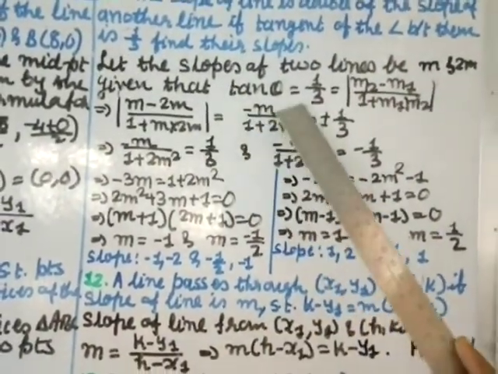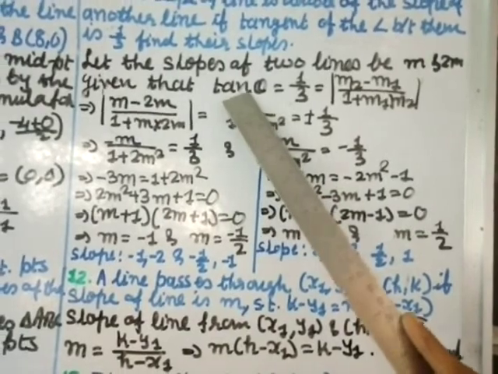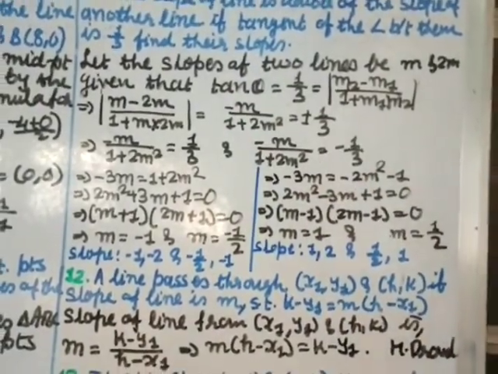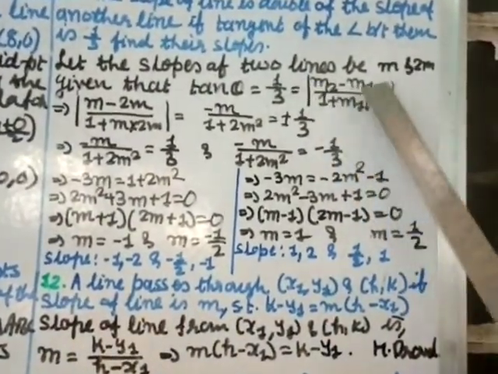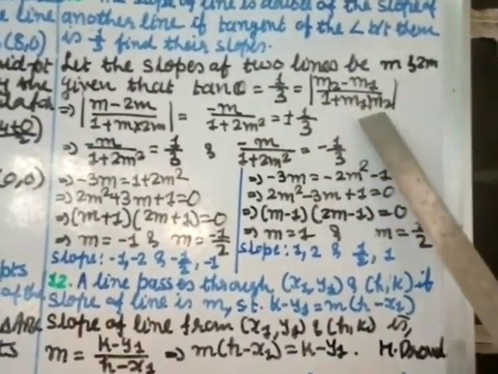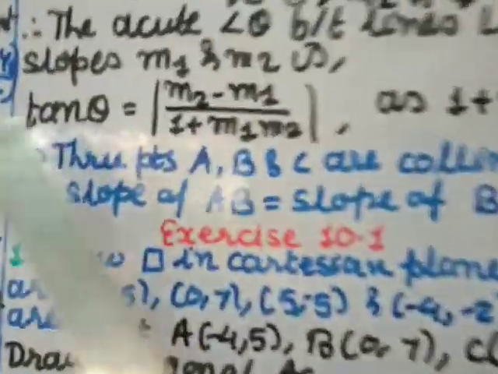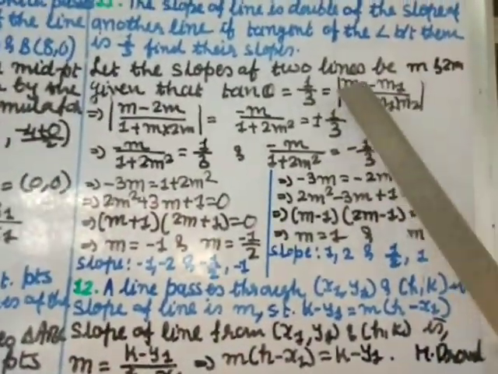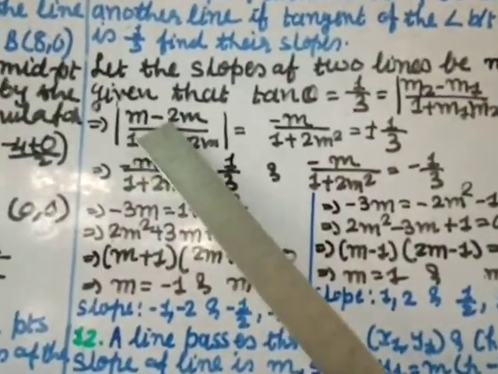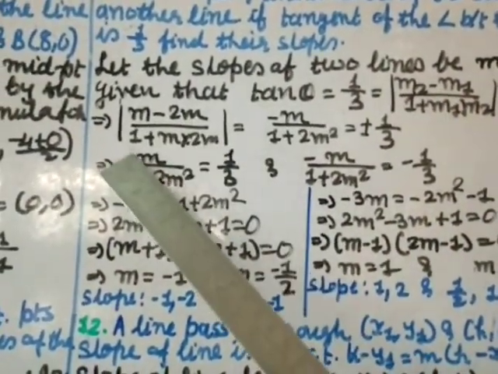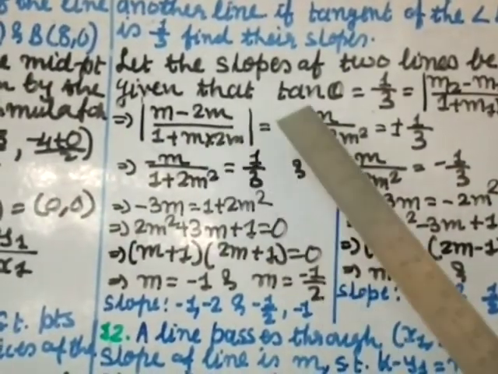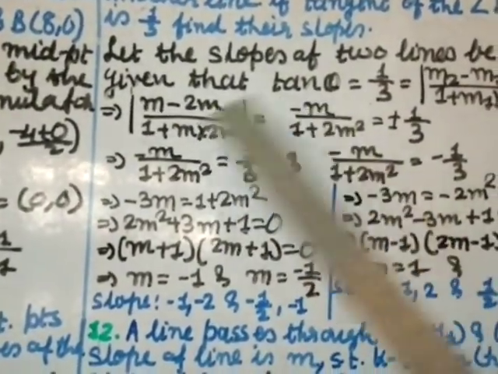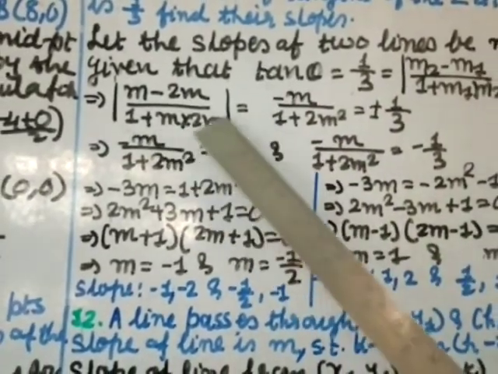So tan theta is equal to 1 by 3, and tan theta, that is the angle between two lines, we know that it is the modulus of m2 minus m1 divided by 1 plus m1 m2. This formula I have given you before. So I take this value. Now put the values here: m minus 2m divided by 1 plus m into 2m. Now if you remove the modulus, you can write, see, m minus 2m is minus m, and this is 1 plus 2m square.